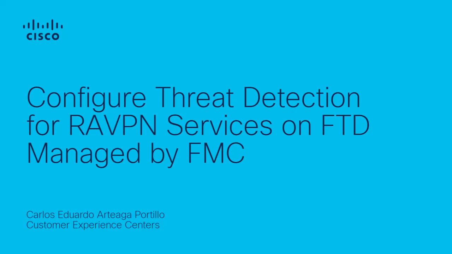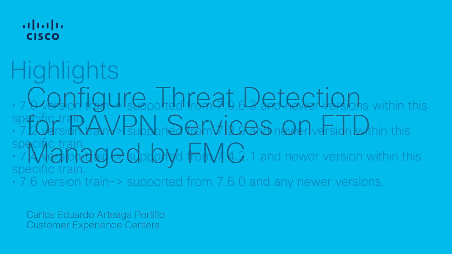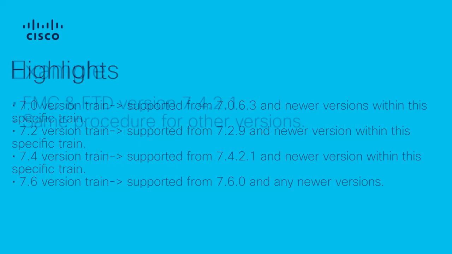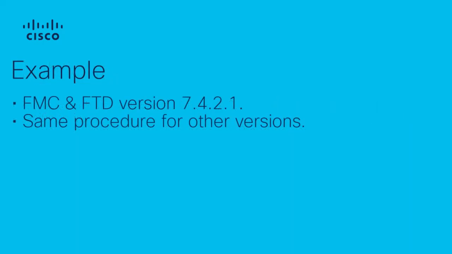Today, I will show you how to configure threat detection for remote access VPN services on Secure Firewall Threat Defense managed by the Firewall Management Center. Please note that this feature is available starting with the FTD versions on screen and newer. For this example, we are going to work with an FTD on version 7.4.2.1. However, the procedure is the same for the other versions.